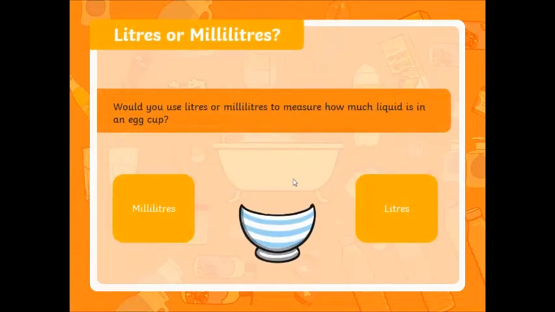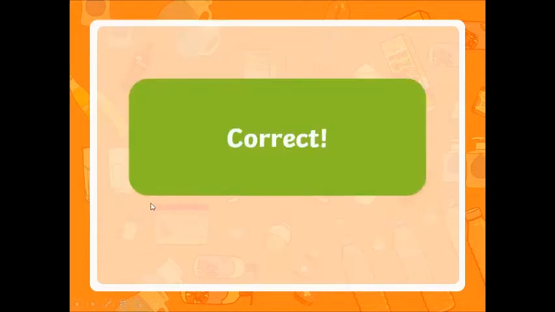Would you use litres or milliliters to measure how much liquid is in an egg cup? So remember, an egg cup is just those little cups that your boiled egg sits inside of. So that one is going to be milliliters. They're quite small.